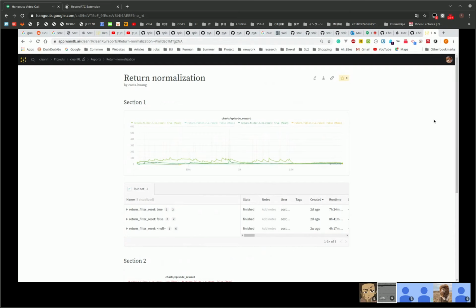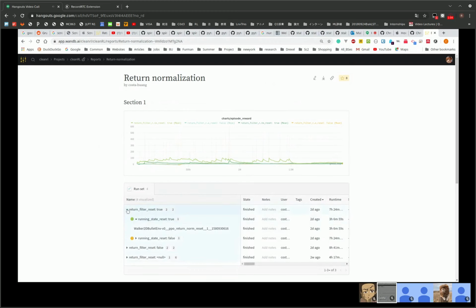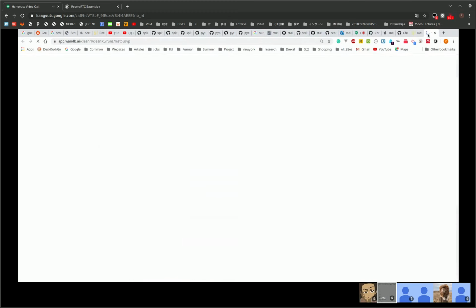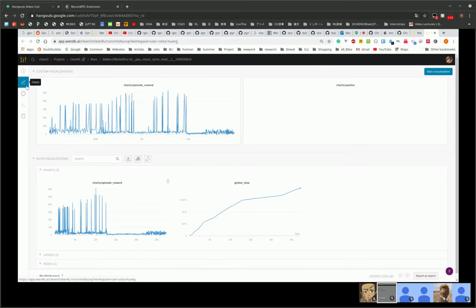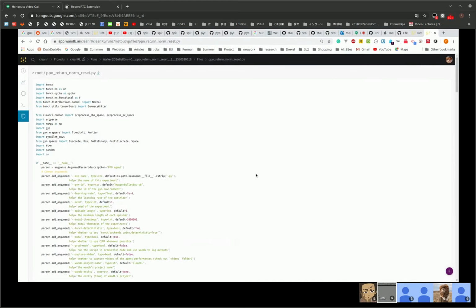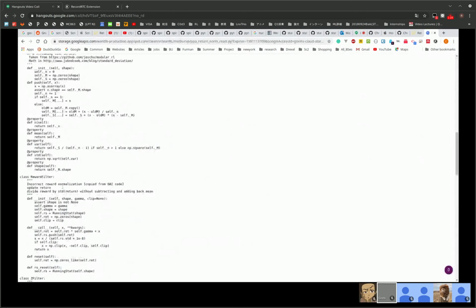I ran them on two environments. I think the first one is a humanoid, and the second one is a walker. In the humanoid example, the best performing one really is having the return filter reset as well as the running stat reset. I think it's also the same on the second example with the walker, but their performance all kind of degrades.